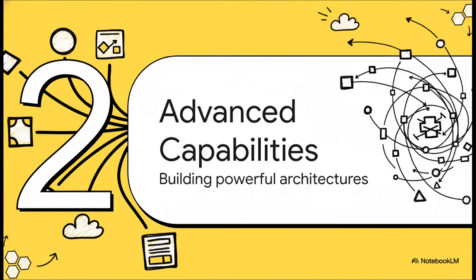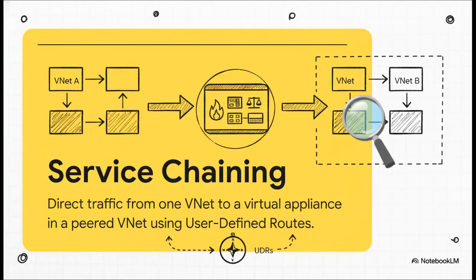Okay, so that covers the basics. Let's move on to the more advanced stuff and see how this feature lets you build some truly powerful network architectures. This is where peering goes from being simple connectivity to being real network architecture. It's a concept called service chaining. It lets you force traffic from one VNet to go through a virtual appliance, like a firewall, that lives in a completely different peered VNet.